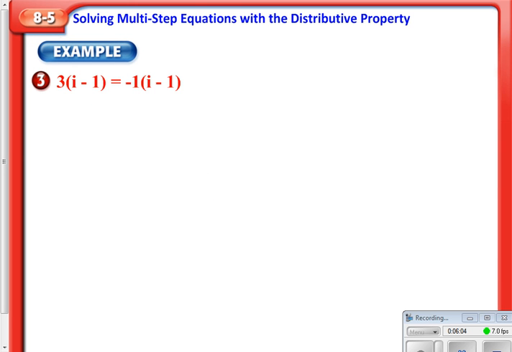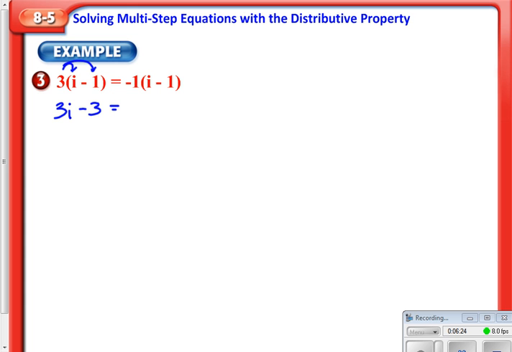Example 3, a little bit different than the prior two examples. In example 3, notice the distributive property is on both sides. So you actually need to distribute on both sides. So distribute your 3 and we get 3i. Distribute your 3 into a negative 1, it's a negative 3, equals.